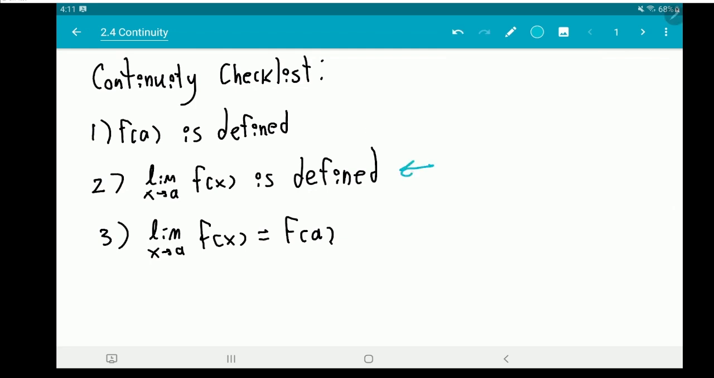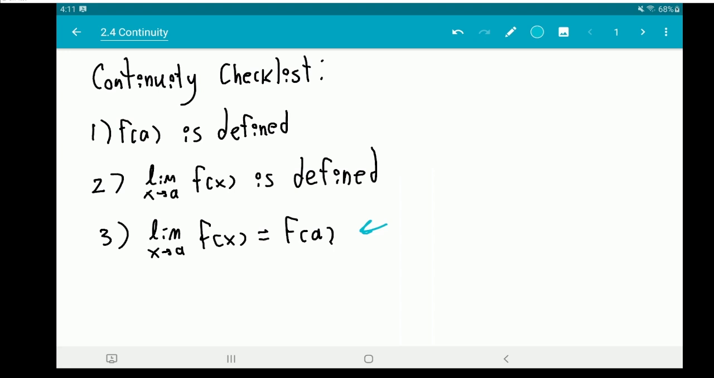Next, we need to know that the limit as x goes to a actually exists, that's defined as well. So those are two different things we want to check, and both of those have to be true in order for us to have continuity. But just because they are true, that doesn't necessarily guarantee us that the function is continuous. Once we have this third thing, that these two numbers that we get are the same, then the function's continuous.